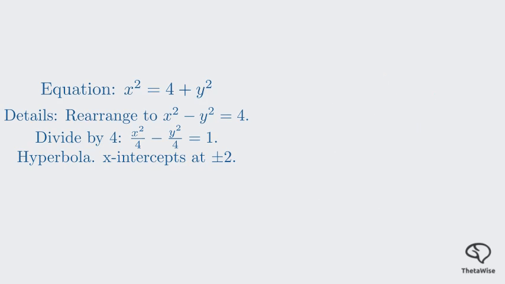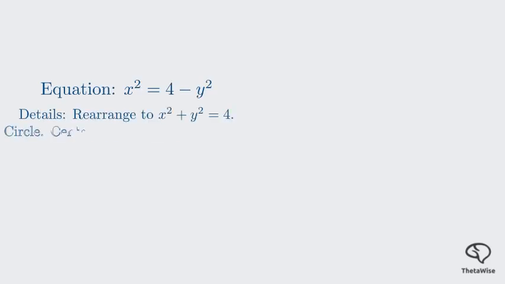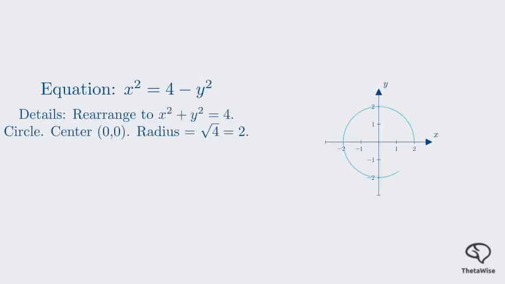Next, x squared equals 4 minus y squared. Let's rearrange this. Adding y squared to both sides gives us x squared plus y squared equals 4. This is the equation of a circle. The center is at the origin, and the radius is the square root of 4, which is 2.